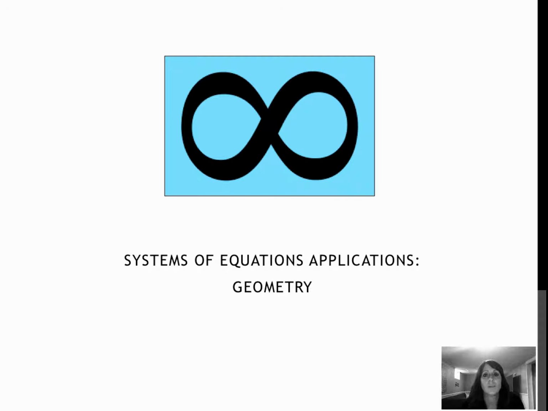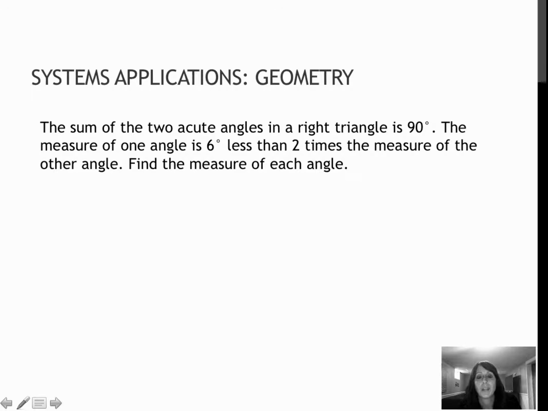Geometry is another area where we can use a system of equations to help us find an answer. In our first example, we have two acute angles, acute meaning that angles are less than 90. And in this case, they are in a right triangle and they add up to 90 degrees.